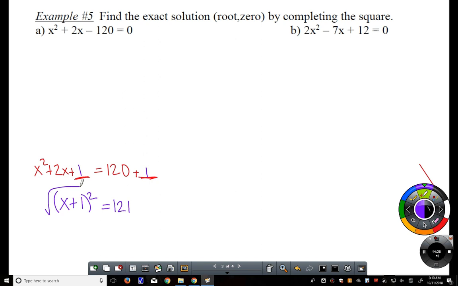So we'd square root. We'd get x plus 1 is equal to plus or minus 11. So x is equal to negative 1 plus or minus 11. And we can do both of those little sums and differences to figure out the value of x. So negative 1 plus 11 is 10, and negative 1 minus 11 is negative 12.